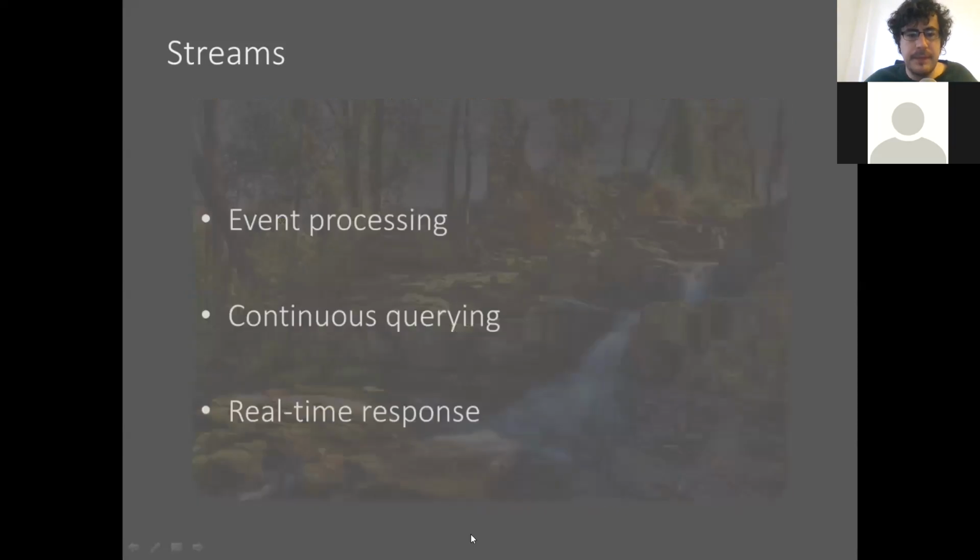So the type of techniques that we need in the case of streaming data are different. So we can consider event processing, where we have streams of events of things happening, producing this stream of data that we need to process. Continuous querying, in the sense that rather than send a query and then get our results over the data, we might like to register a query and have some continuous results produced from that. And also a key feature of processing streams is the idea of real-time response, that actually we want to, in real time, be able to react to the data that are coming in.